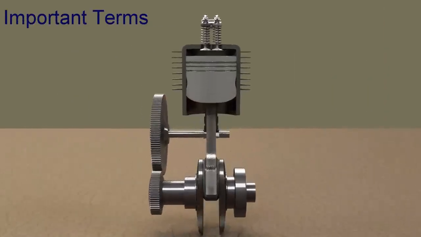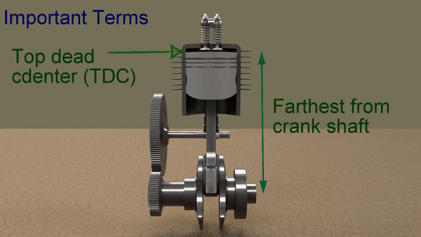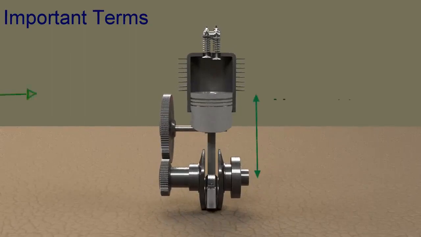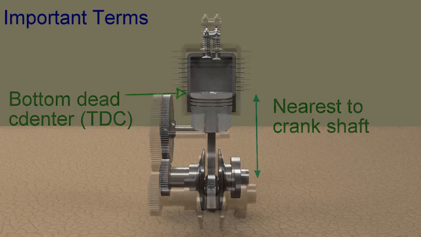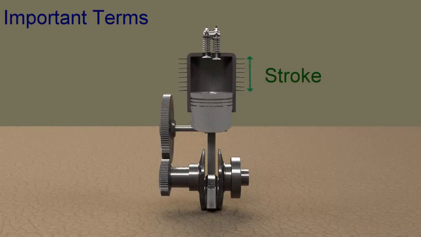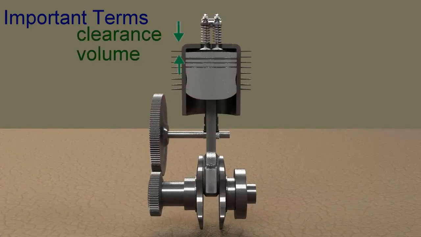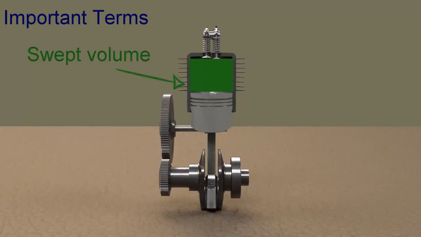Top dead center or TDC is position of piston in which it is farthest from the crankshaft. Bottom dead center is position of the piston when it is nearest to the crankshaft. A stroke refers to the full travel of the piston along the cylinder in either direction. There is some space left on combustion side of piston at top dead center which is called clearance volume. Swept volume is the volume swept by the piston in one stroke.